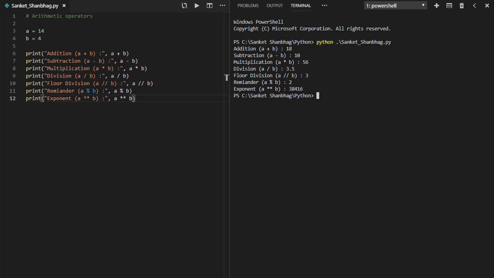In the first program, I am going to cover arithmetic operators. Arithmetic operators available are addition, subtraction, multiplication, division, floor division, remainder, exponent.